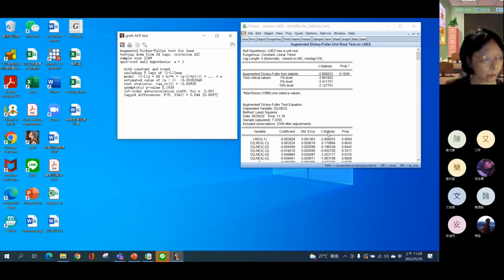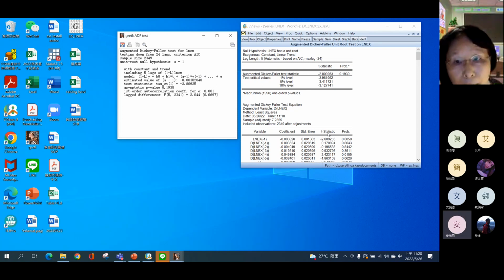Professor, I want to ask about the result of the augmented Dickey-Fuller statistic. If the result of the statistic has the three levels of critical value, 1, 5, 10, which one do we have to choose for the critical value?